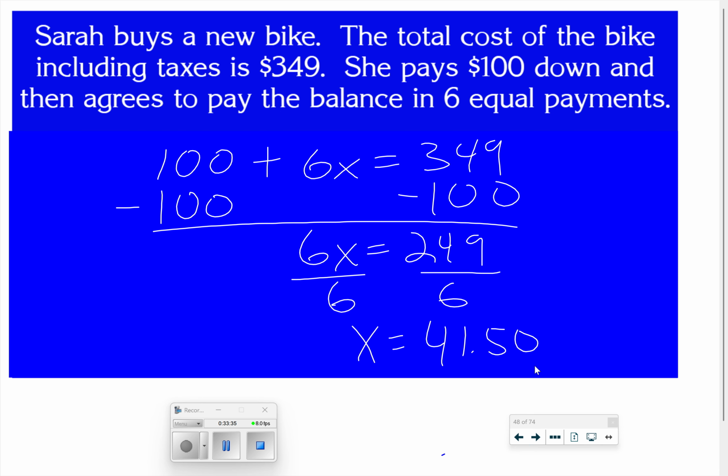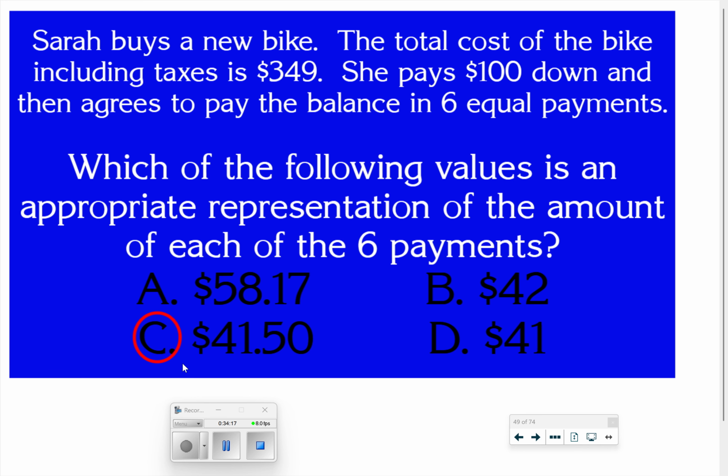Okay, so this is what you do. First, we're going to start with where we begin. Now, if I wanted to do y equals mx plus b, I could. It's the same thing. I just like to start off with what I begin with. I begin by paying $100 down, and then I'm going to make 6 payments. So whatever price I'm paying for each payment, times 6, is equal to 349. Now I just solve for x. Subtract 100 on both sides, you get 249. Divide by 6, and x is equal to 41.5. So that's the answer.